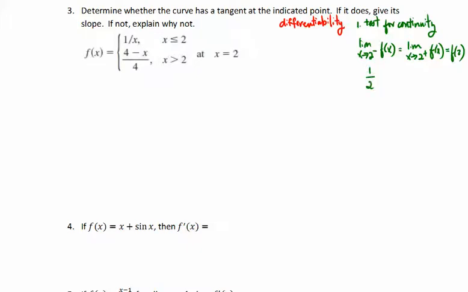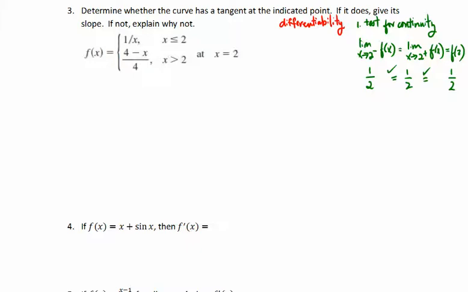So from the left, the function behaves as 1 over x. We plug in x equals 2 and we get 1/2. That also happens to be the value of the function at that point because it's less than or equal to 2. Now we just need to test the limit as we approach 2 from the right of f of x. And as we approach 2 from the right, the function that we're working with is 4 minus x over 4. We plug in x equals 2. 4 minus 2 is 2 over 4 is 1/2. And so we get that the limit from the left is equal to the limit from the right is equal to the value of the function, and so the function is continuous.